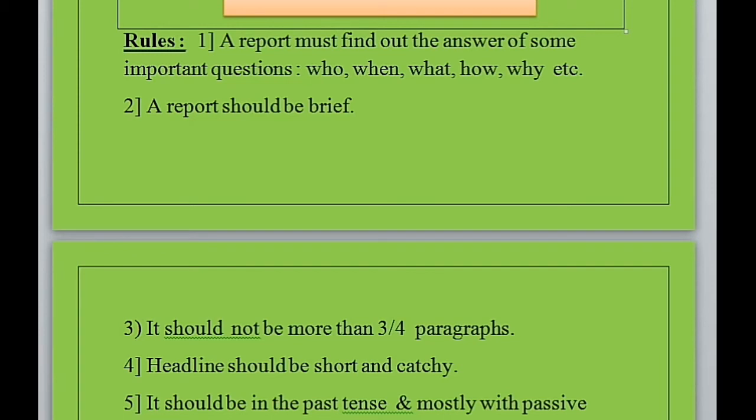Who is writing the report? When did that incident take place? What happened? How did it happen? Why, what are the causes of that? Once again I am repeating: who is reporting, on which date, when, what, how, why. All these answers should be in the report. After that, a report should be brief, very important. It is not a story where you write anything, so you have to write briefly.